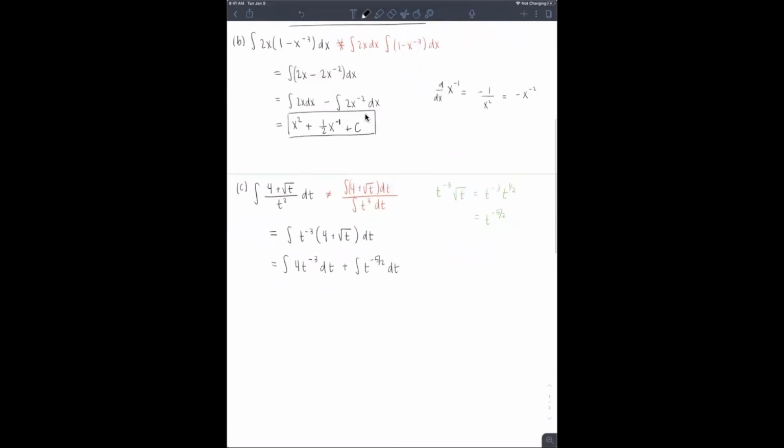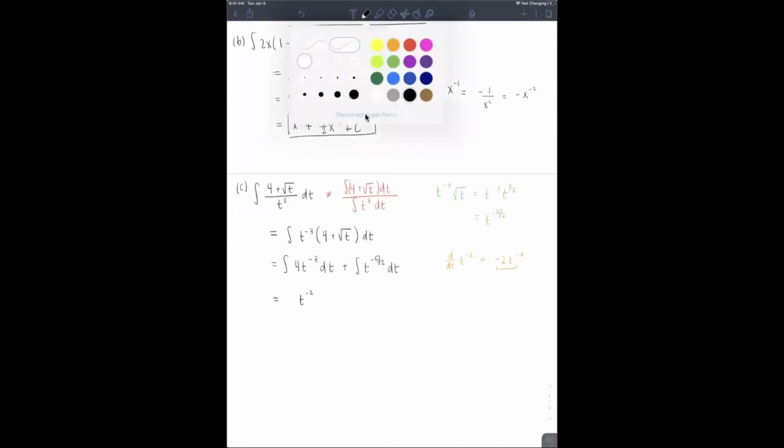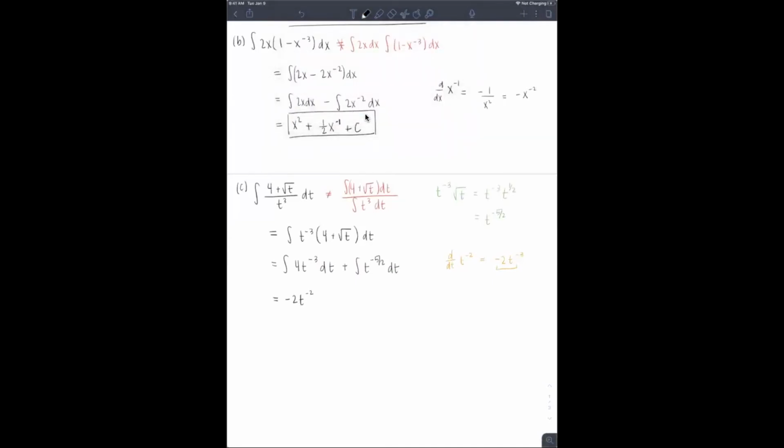And so then when I look at the antiderivative of t to the -3, I add 1 to the power, so I'm definitely going to have t to the -2. But then I need to figure out how that 4 got there, right? So when I differentiate t to the negative 2, so d/dt of t to the negative 2, you get negative 2 t to the negative 3. So what do I need to multiply this by to get to 4 t to the negative 3? Yeah, negative 2, which means I need to include the negative 2 out front here.